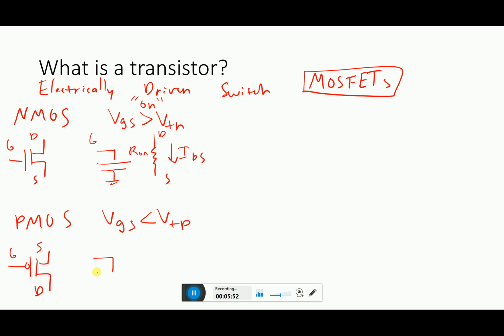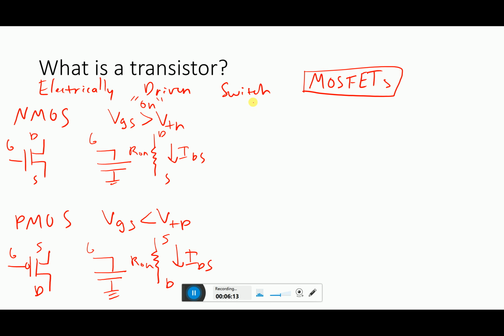Similarly with the PMOS, again we have a capacitor to ground, we have an R on, and we have current going from source to drain. The difference is in PMOS, it goes in the opposite direction, it goes from source to drain instead of drain to source.